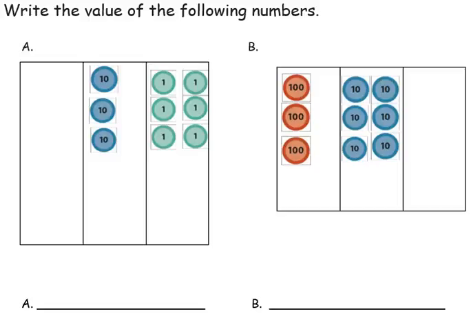This tutorial is for 2nd grade, Module 3, Lesson 11. In this lesson, we're going to look at a more abstract representation of numbers on a place value chart.